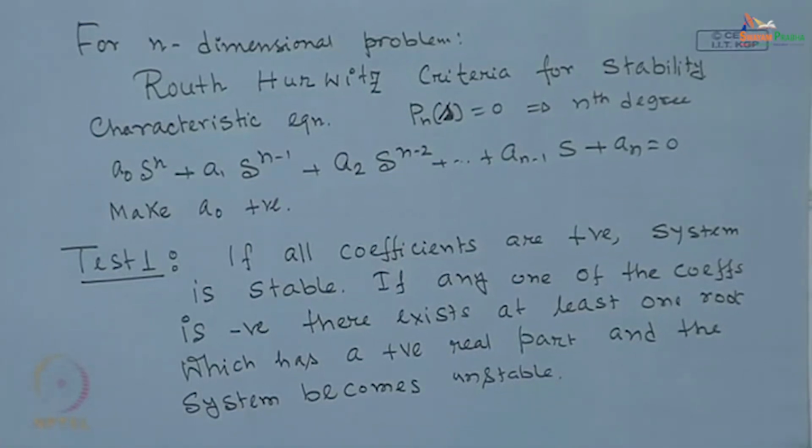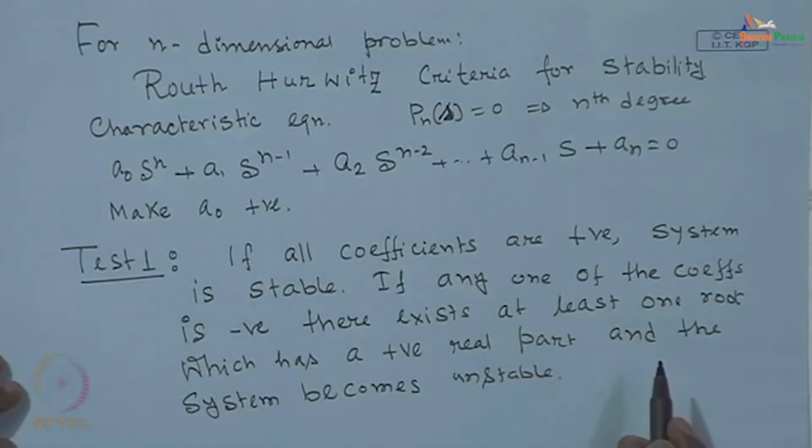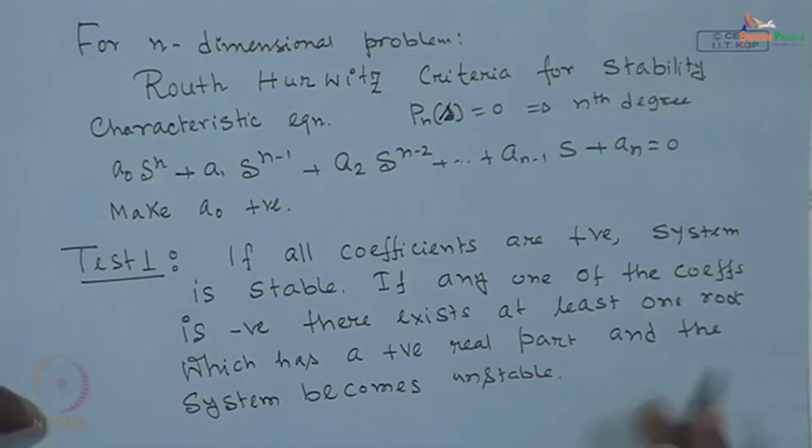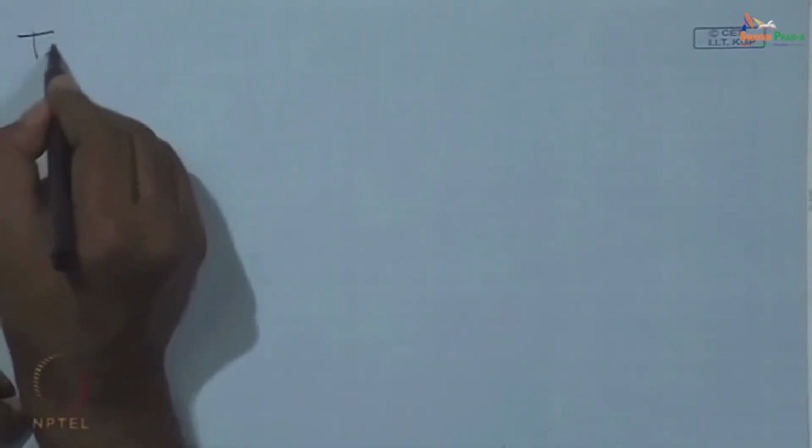If we make all the coefficients in the characteristic equation positive, and it is observed that all coefficients become positive, then the system is stable. If any one of the coefficients is negative, there exists at least one root which will have a positive real part and the system becomes unstable. So, that is the first test. Then we go to a more detailed test, that is test number 2.